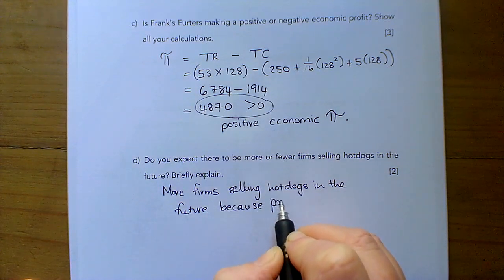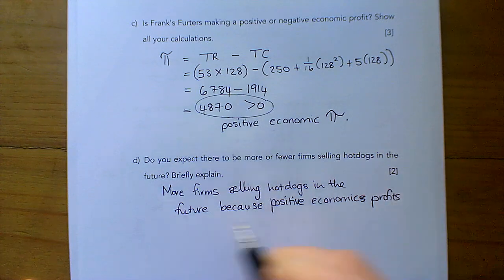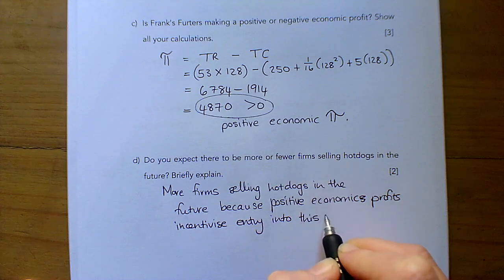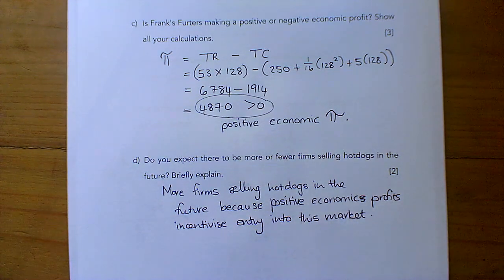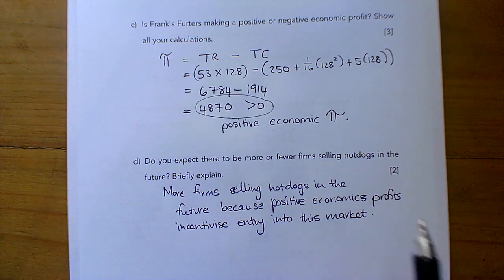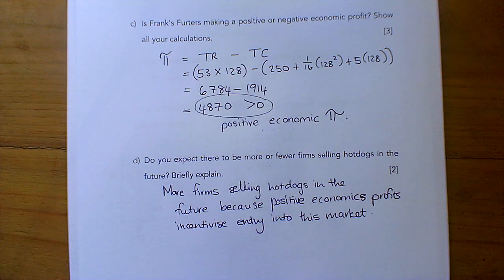because positive economic profits incentivize entry into this market. And as a competitive market, firms are able to freely enter. That is very different to a monopoly, where high barriers to entry and exit prevent new firms from coming in in order to take advantage of the supernormal economic profits. Okay, so even though it isn't perfect competition, these firms are also limited to only making normal profits in the long run, because other firms are able to come in and compete against them for positive economic profits.